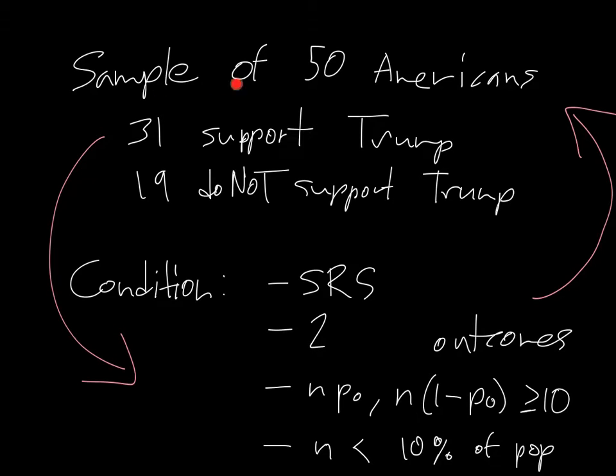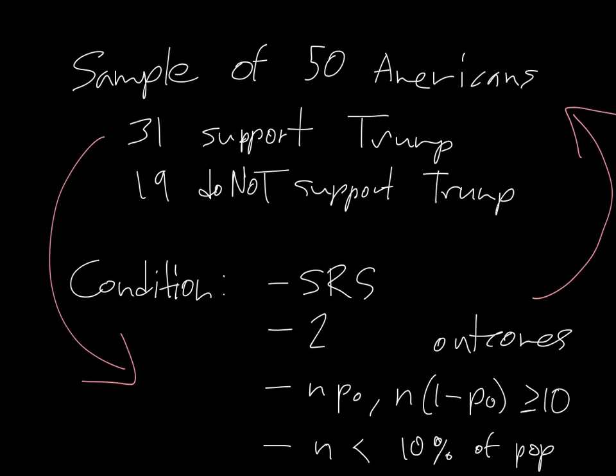Now to run the actual test, we need to have data. So here's a sample of 50 Americans, alright? This is kind of made up, but it gets the job done. So let's say 31 say that they support Trump and 19 do not. So clearly, Trump seems to have a majority of the support, at least in this sample right here.